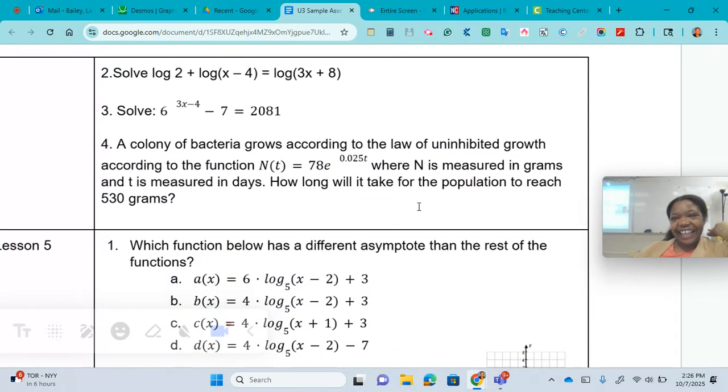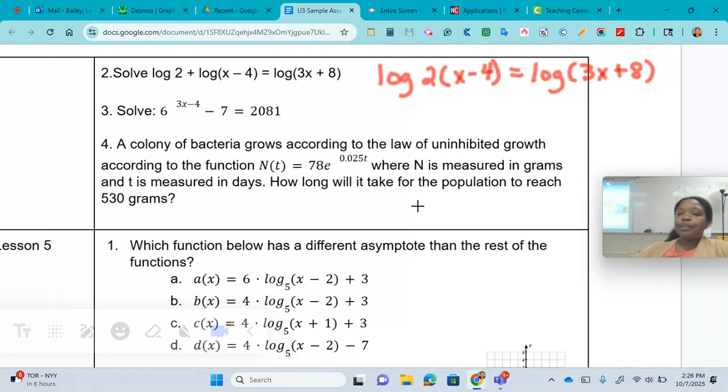All right. Next one. When we're adding logs, we're multiplying. So this is going to be log of 2 times x minus 4 equal log of 3x plus 8. We're going to have to multiply this 2 using what property? Distributive. So that is log 2x, 2 times x, minus 8 equal log 3x plus 8.